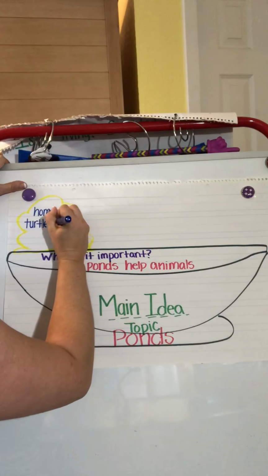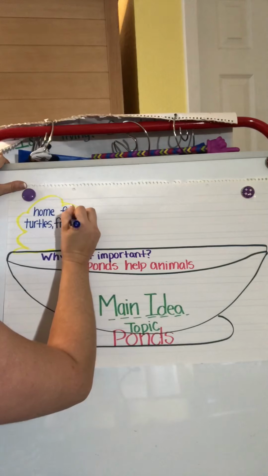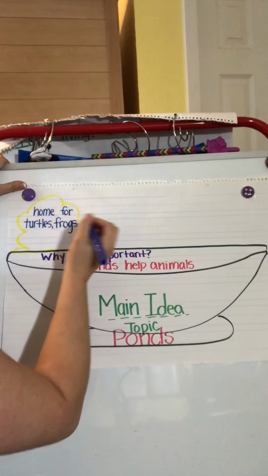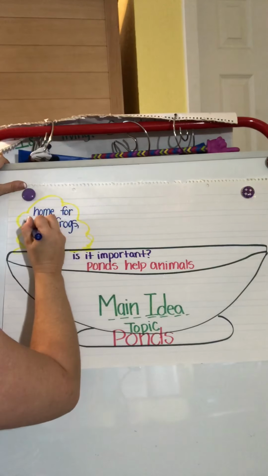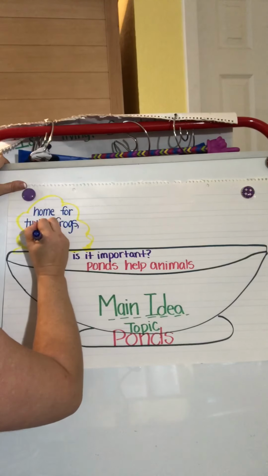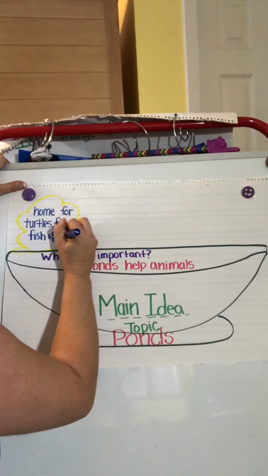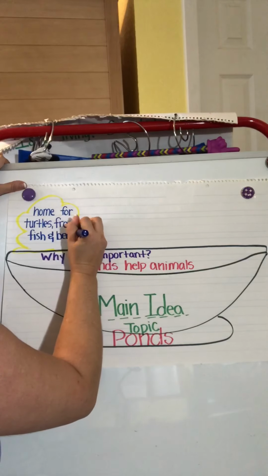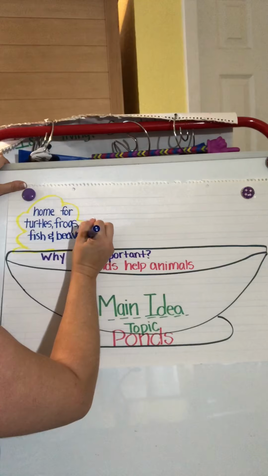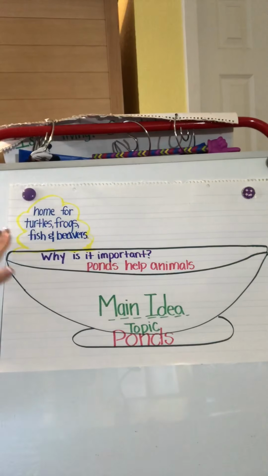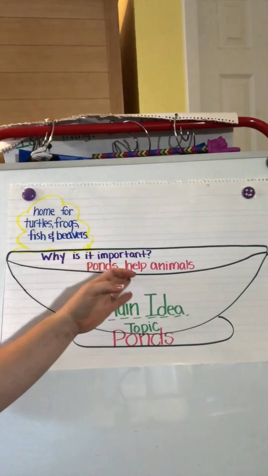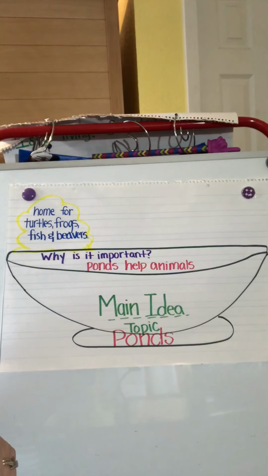I'm just going to list a few of the examples. You don't have to list every single animal it listed, just a few. Turtles, frogs, fish, and beavers. Okay, so that's a really good first text evidence supporting how I think ponds help animals. But what makes an ice cream sundae better than a single scoop?